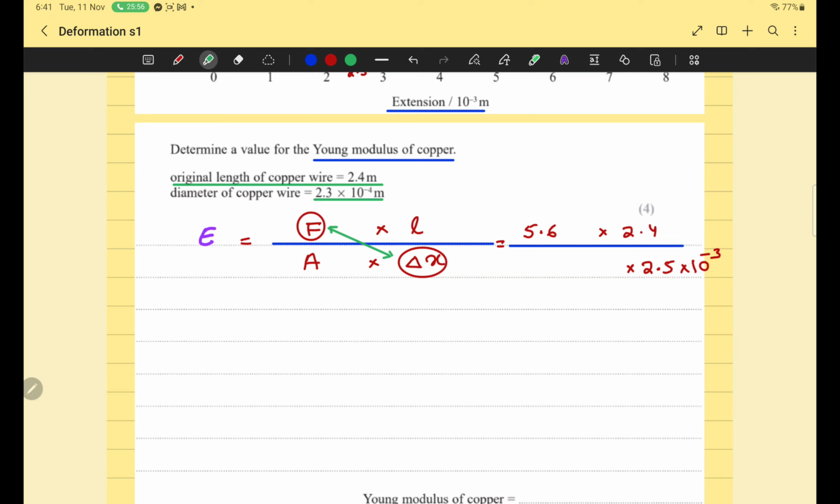And what about area? Sir, area you can calculate by pi. Pi value is 3.142. And then r square. And sir, r will be half of the diameter. So diameter is 2.3 exponent minus 4 divided by 2. Okay. So if you put all these values in this formula and now use calculator, can someone tell me what is the answer?